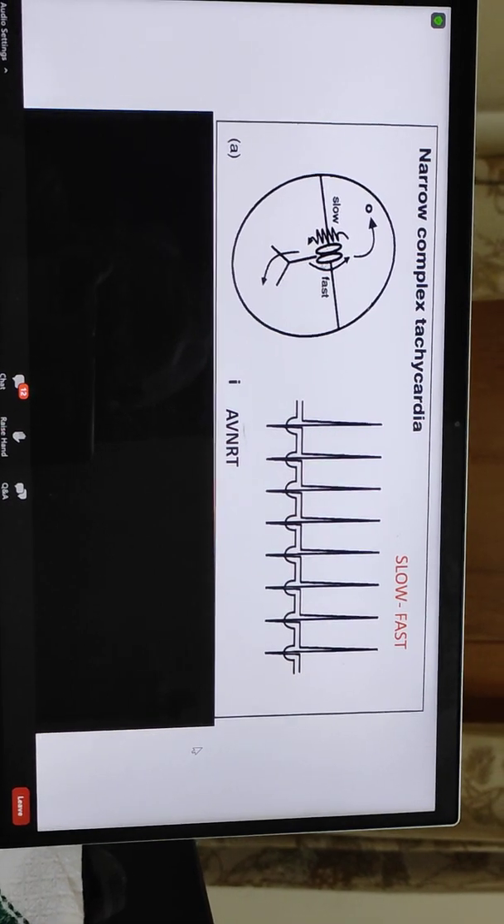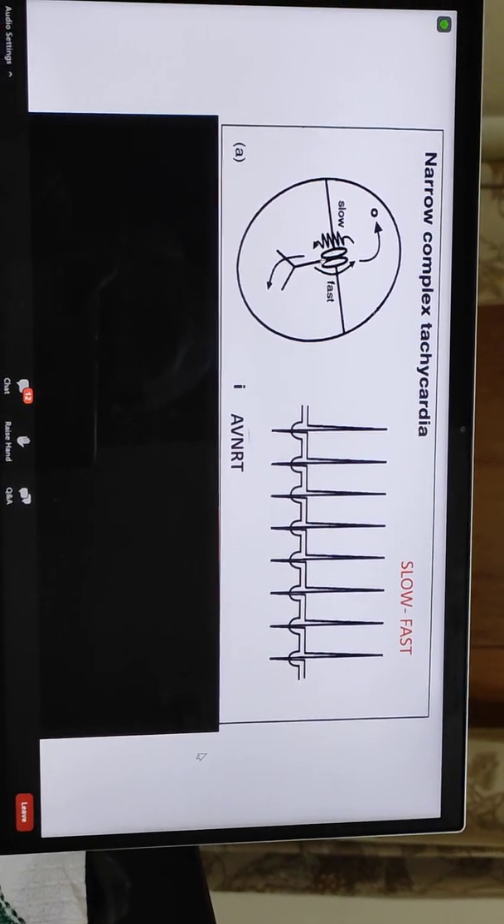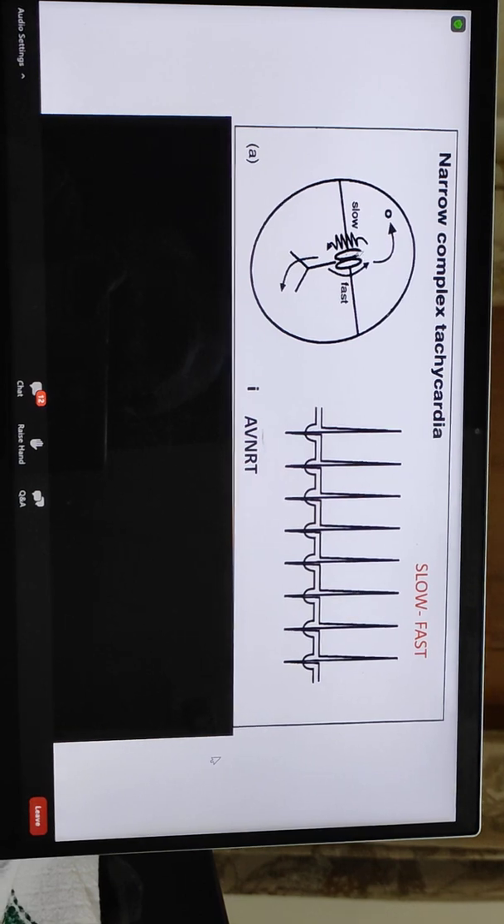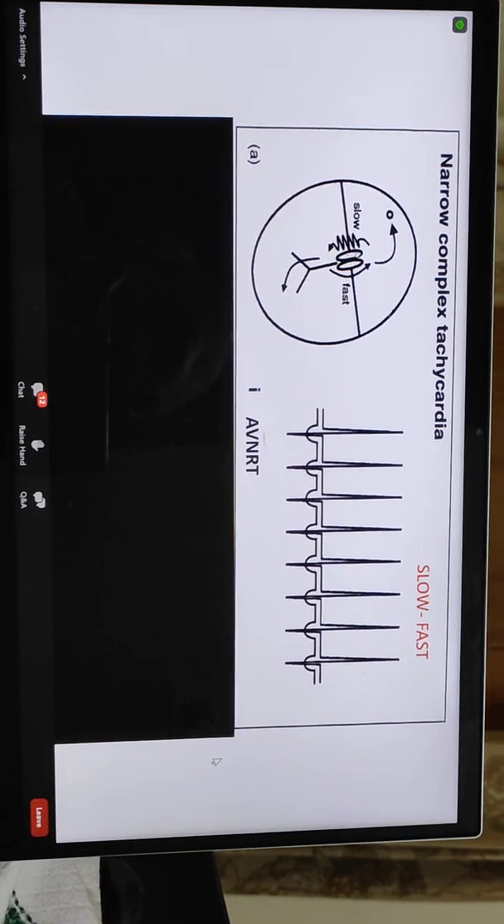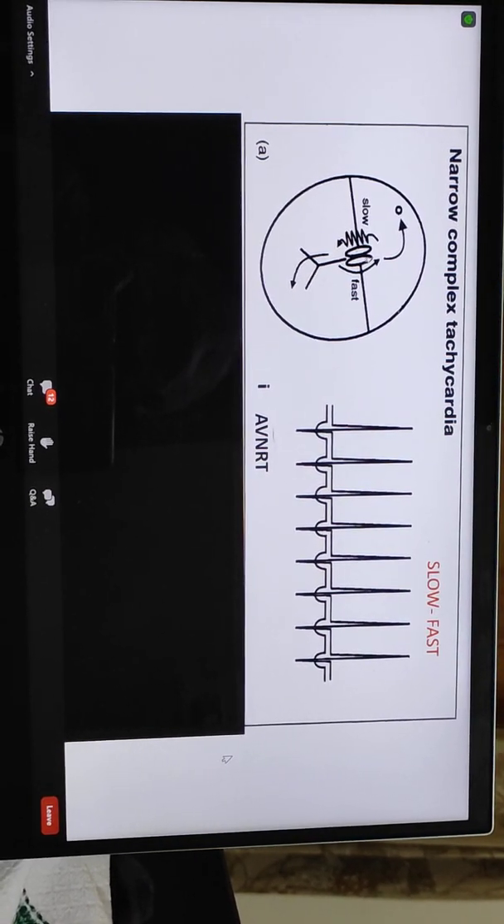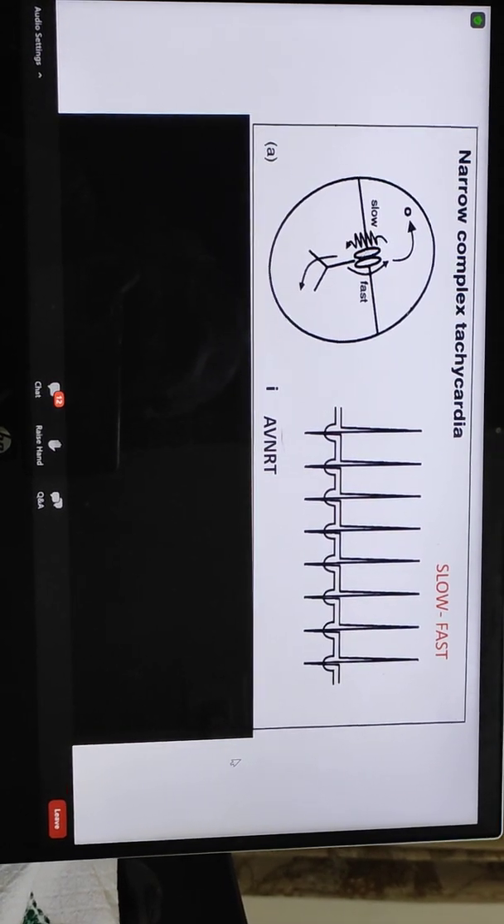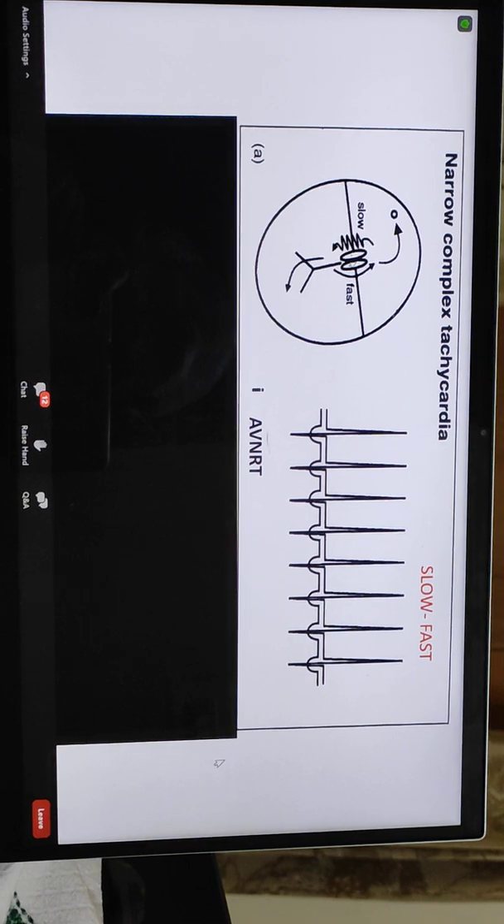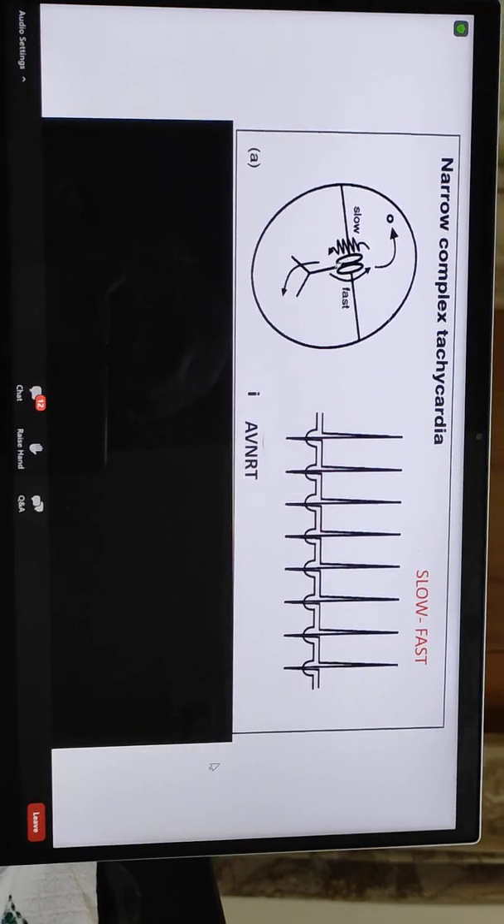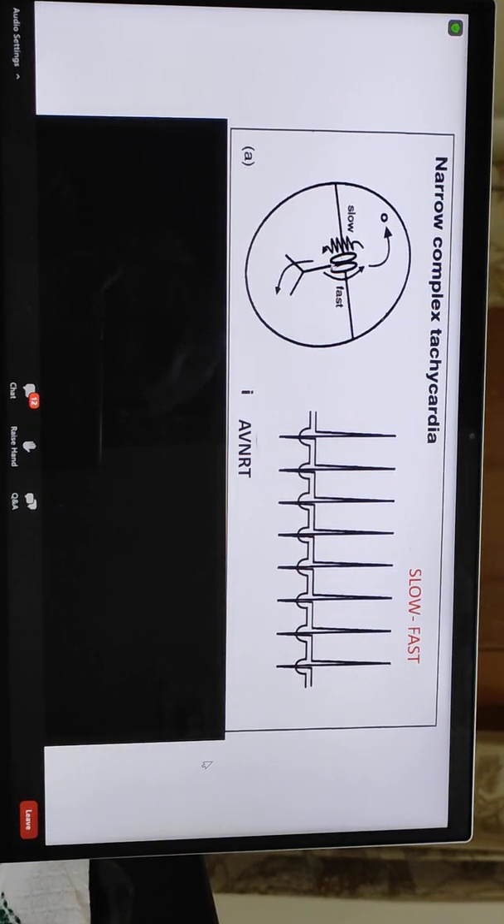Here the re-entry mechanism involves the AV node only. So here the most common type of AVNRT is slow-fast. The AV node is divided in two parts in the people who are prone for it. So there will be a slow pathway and there will be a fast pathway in the AV node itself, which initiates the re-entry tachycardia.